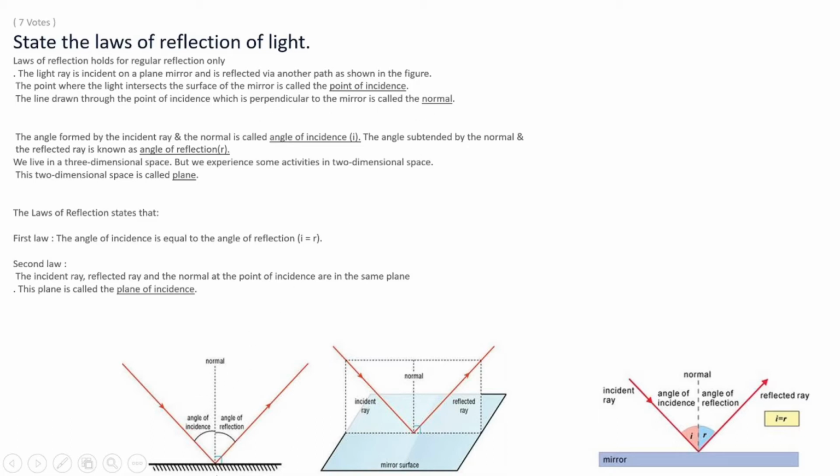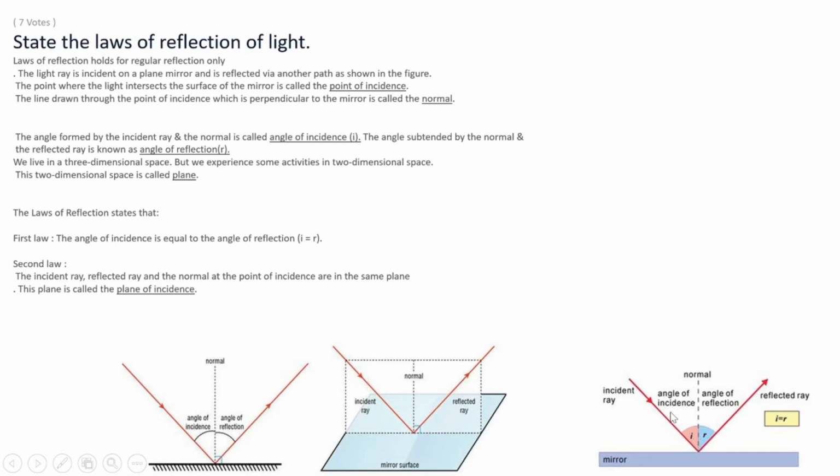Is it perpendicular or not? This is a vertical line and the surface is in a horizontal position. So it is perpendicular to the mirror and is called the normal line. The angle formed by the incident ray and the normal is called the angle of incidence. The angle subtended by the normal and the reflected ray is called the angle of reflection.